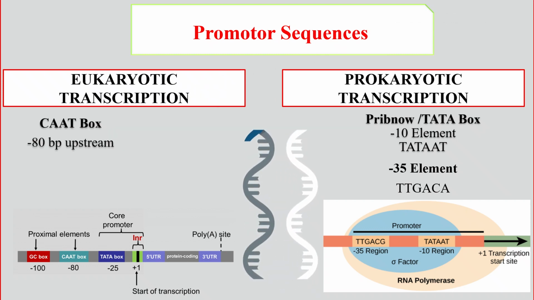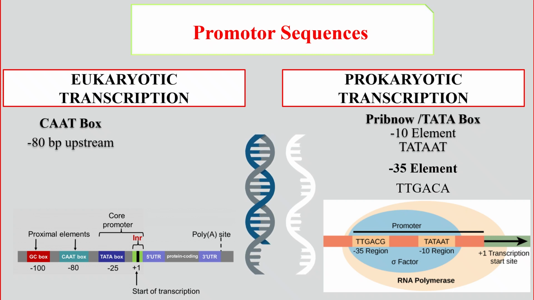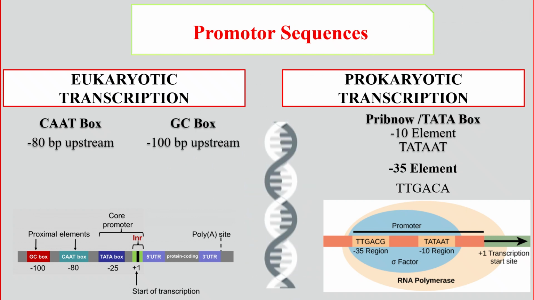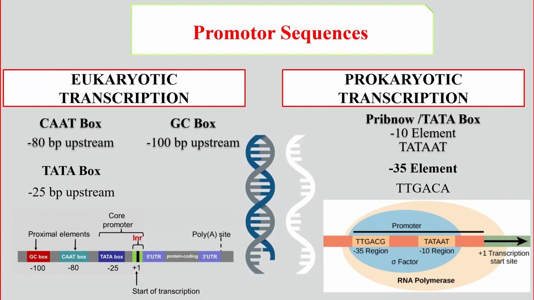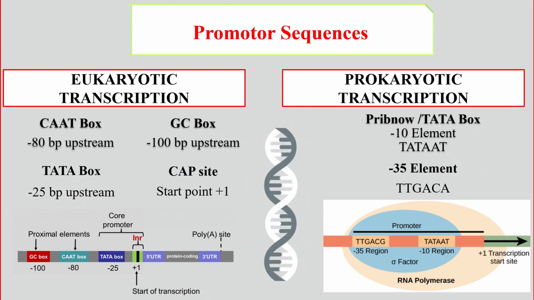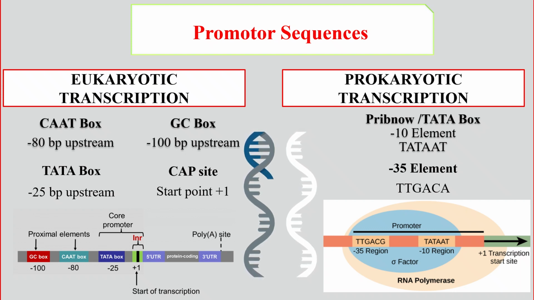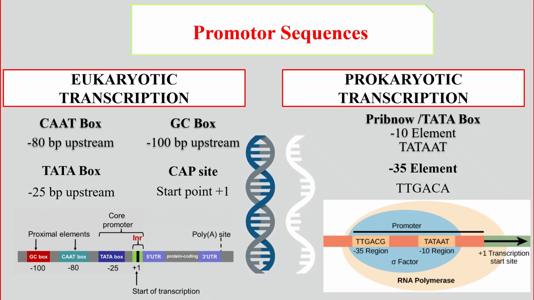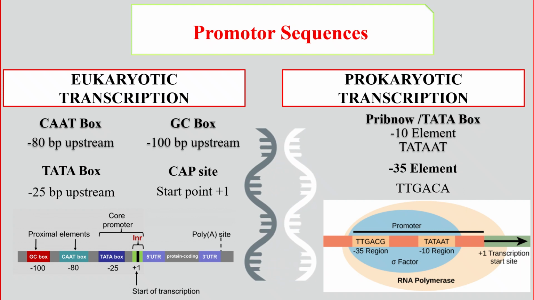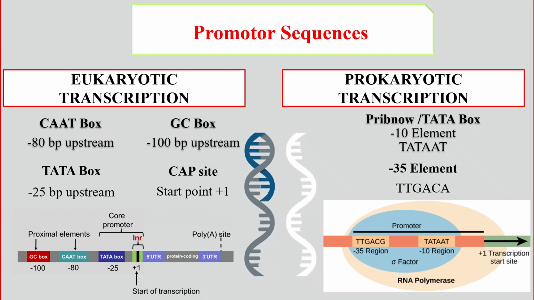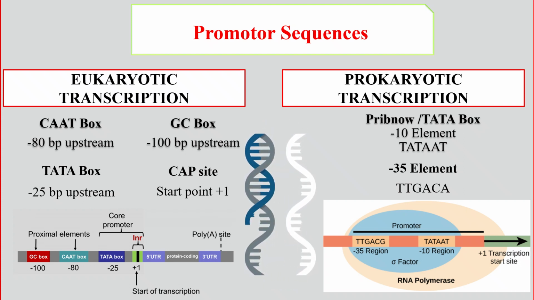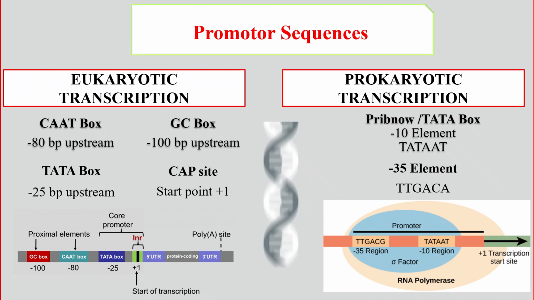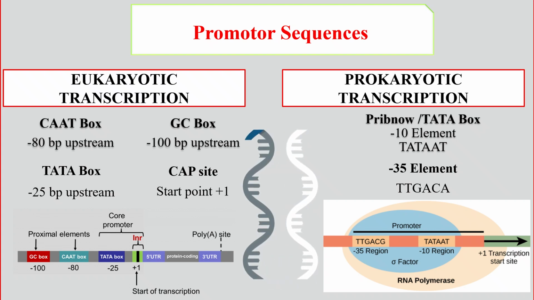In eukaryotes, these are the CAT box, which is present -80 base pairs upstream, the GC box, which is present -100 base pairs upstream, and the TATA box, which is present -25 base pairs upstream. The minus sign is for upstream and the plus sign is for downstream. In prokaryotes, these sequences are present -10 base pairs upstream and -35 base pairs upstream. So these are the specific sequences that the RNA polymerase will recognize and bind to, and from there they will initiate the transcription process.